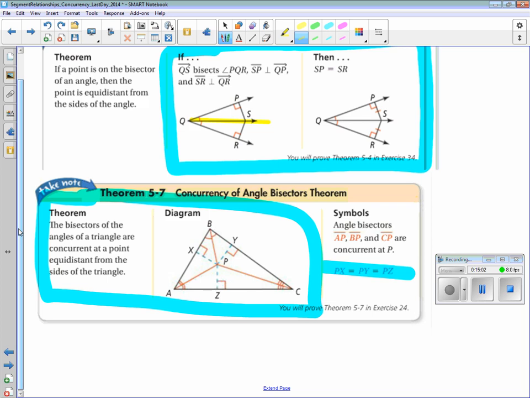Okay, remember your MYP project is due when? Thursday. Hopefully you've been working on it. The concurrency of the angle bisectors theorem. Okay, what is that saying?